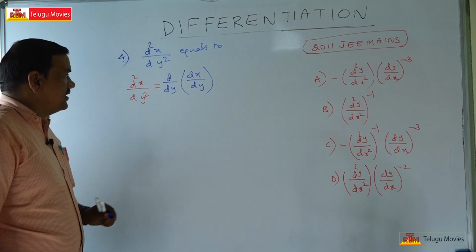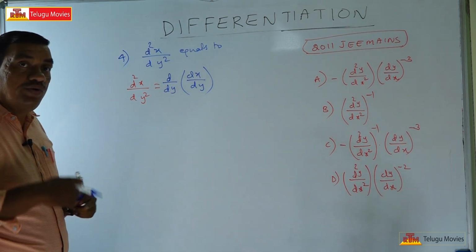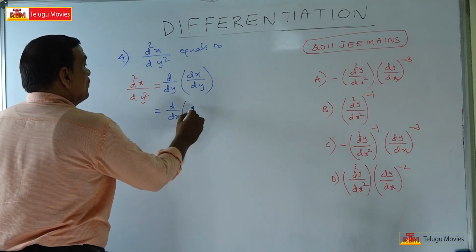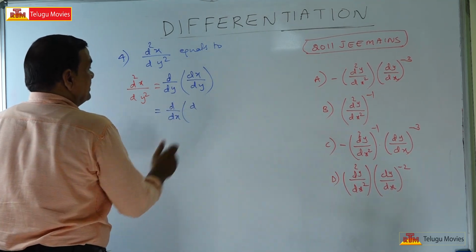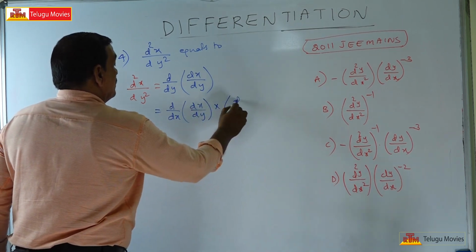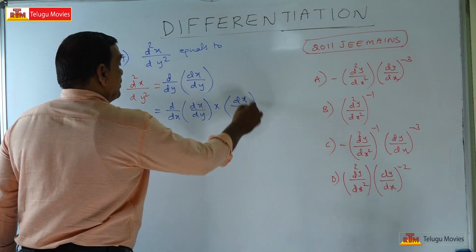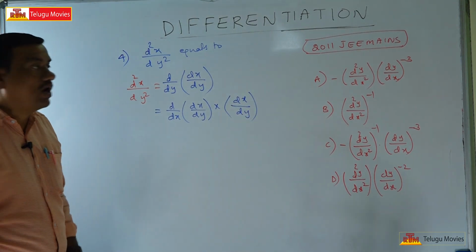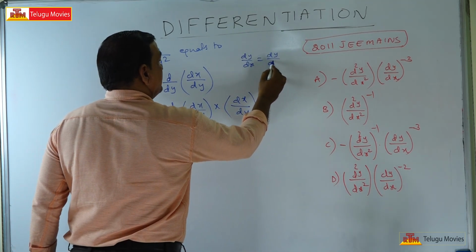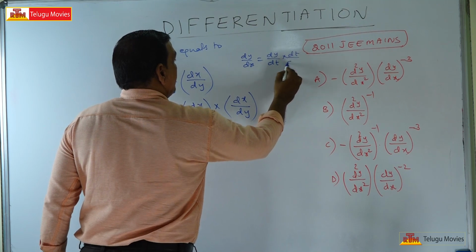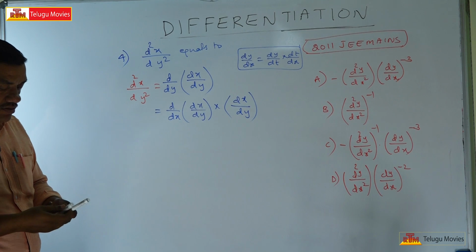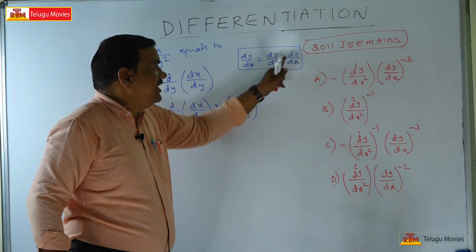Now, I will do one thing, this also I will make into x with respect to x. That means d by dx of dx by dy into dx by dy. Why? Because we have one property, that dy by dx is equal to dy by dt into dt by dx. You can write it like this. That means dt same.